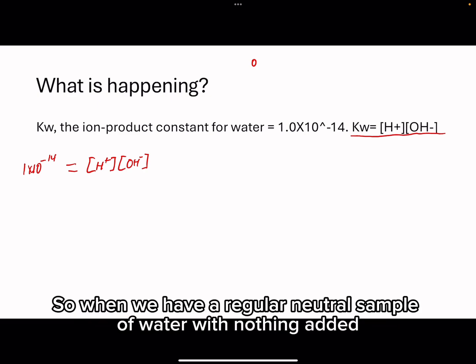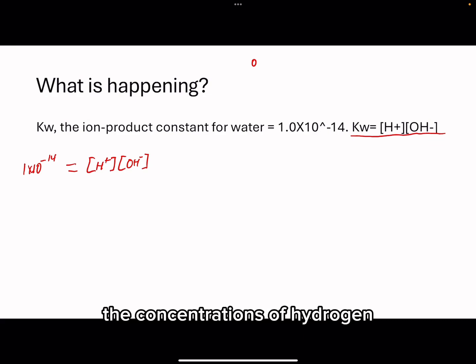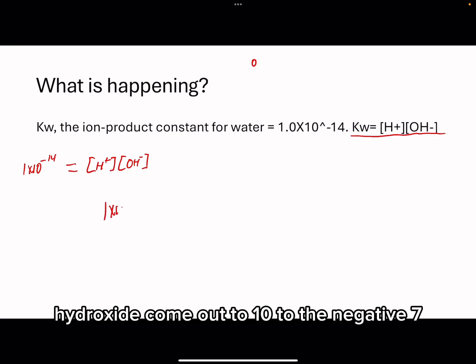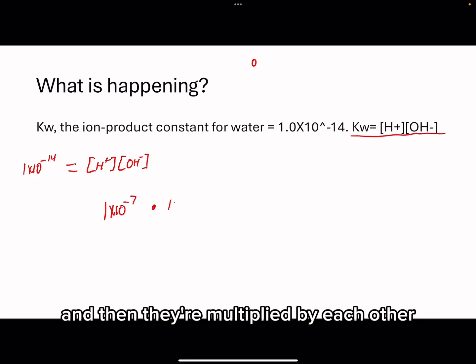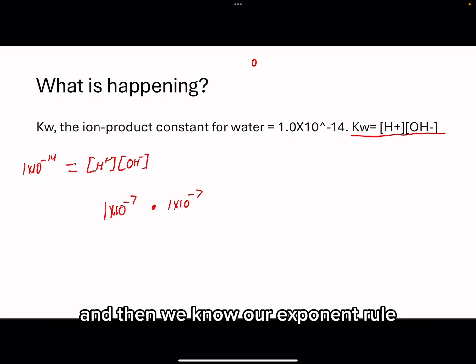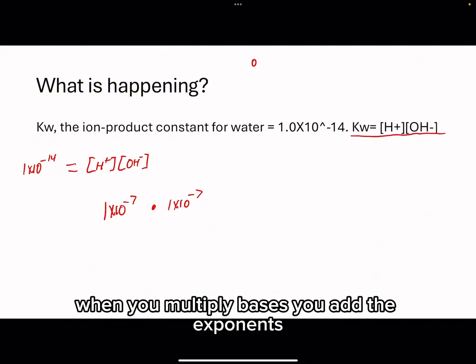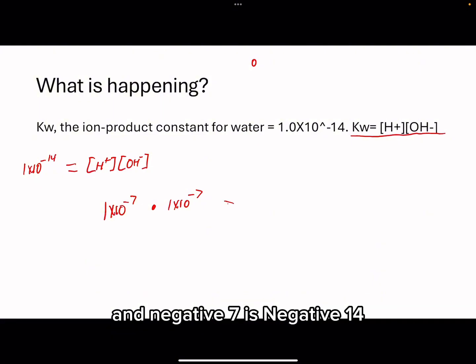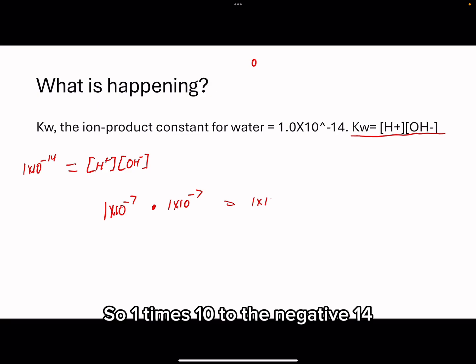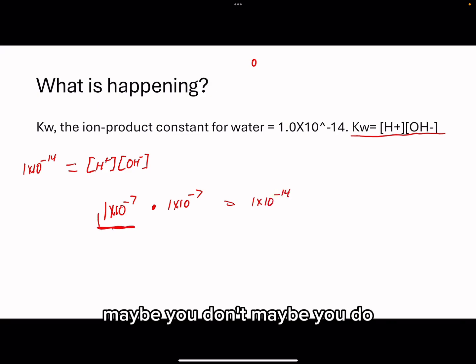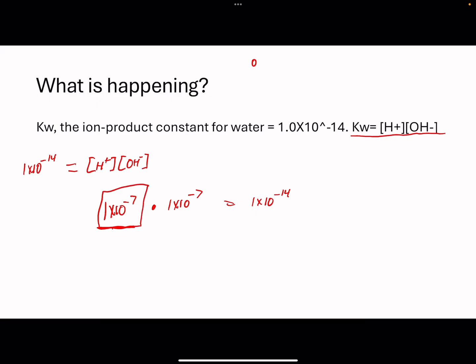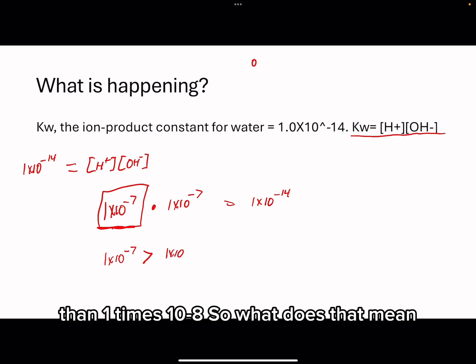So when we have a regular neutral sample of water with nothing added, the concentrations of hydrogen and hydroxide come out to 1 times 10 to the negative 7. And then they're multiplied by each other. And then we know our exponent rule. When you multiply bases, you add the exponents, and negative 7 minus 7 is negative 14. So 1 times 10 to the negative 14. But if you guys notice, maybe you don't, maybe you do, 1 times 10 to the negative 7 is actually bigger than 1 times 10 to the negative 8. So what does that mean?